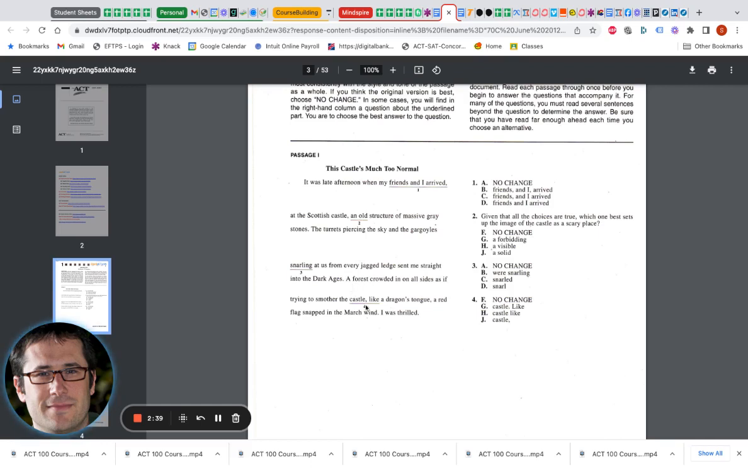All right, this is another good example of where you have to really read the whole sentence because it totally changes at the end. A forest crowded in on all sides as if trying to smother the castle like a dragon's tongue. A red flag snapped in the March wind. I was thrilled. So it's actually a period because you have two independent clauses. A forest crowded in on all sides as if trying to smother the castle, period. Like a dragon's tongue, a red flag snapped in the March wind. So that was a little tricky, but the answer choices are telling you what you have to pay attention to.